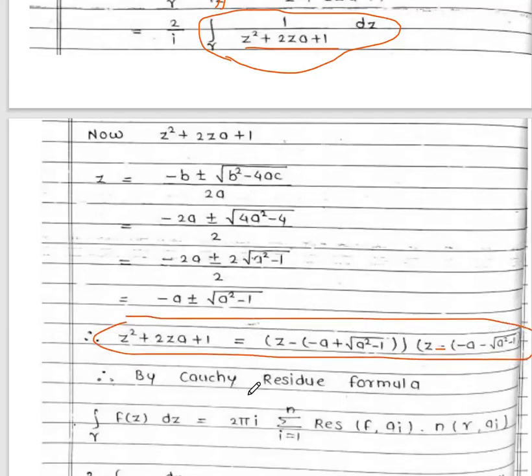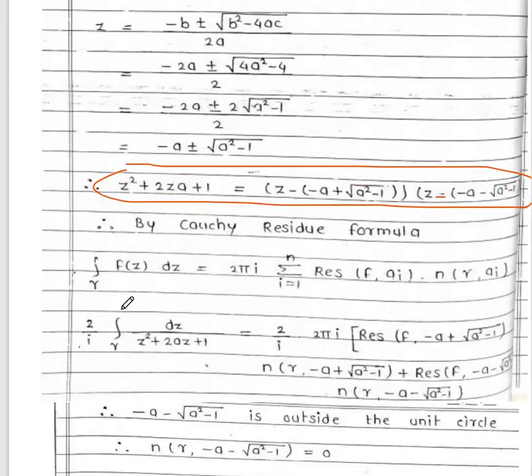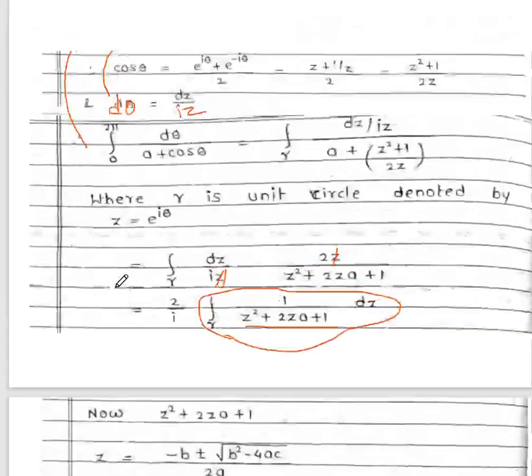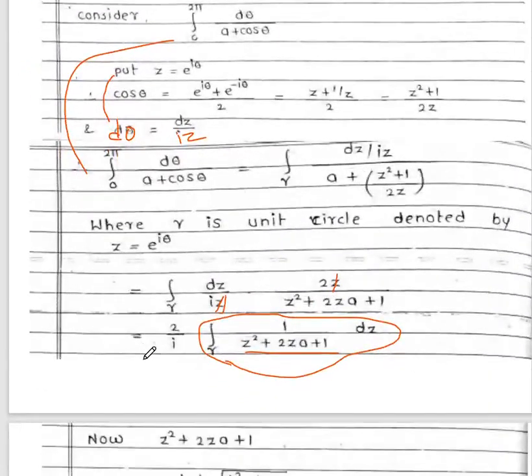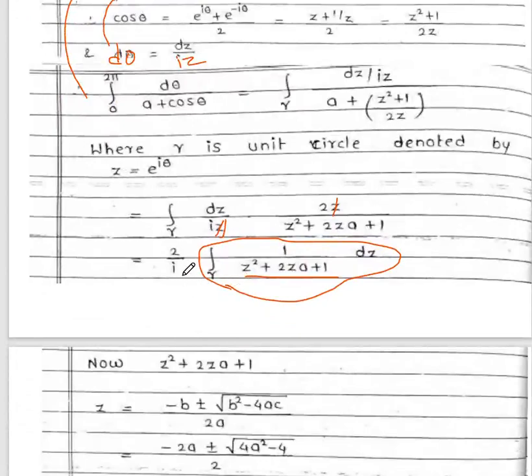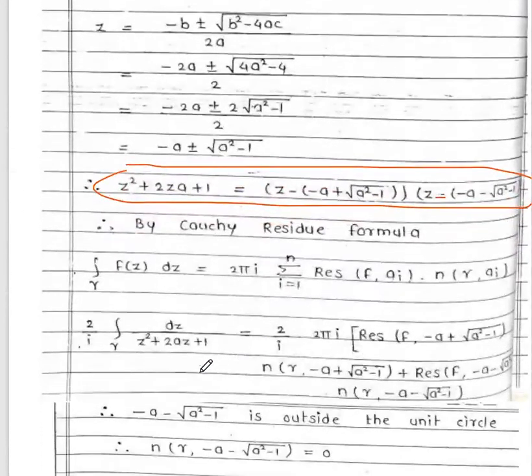Okay, so therefore by using the residue formula, the integral over gamma of f(z) dz equals 2πi times the summation, i equal to 1 to n, of the residue of f at the point a_i times the index of the closed curve gamma at the point a_i. Okay, so from this equation, which equation? 2 upon i, the integral of dz upon z squared plus 2az plus 1.